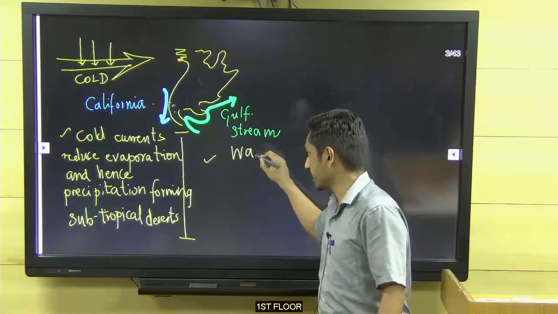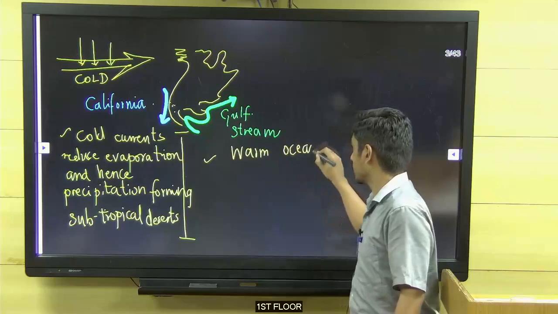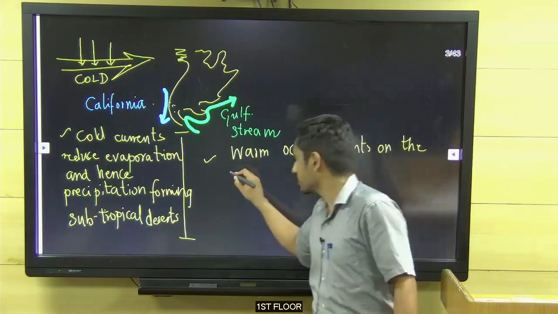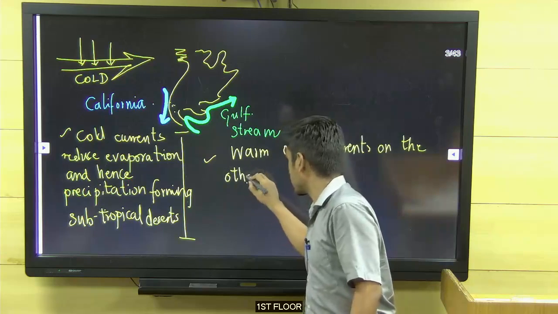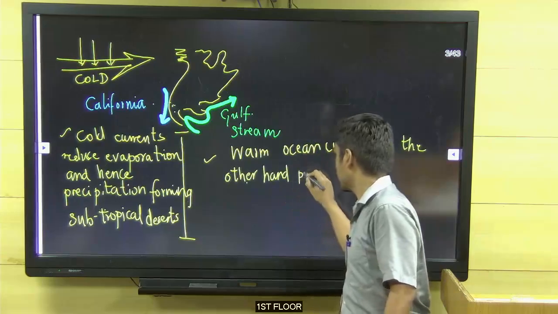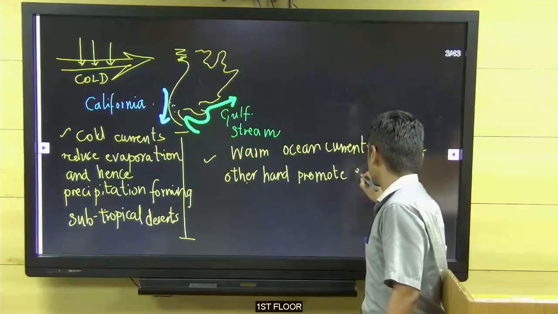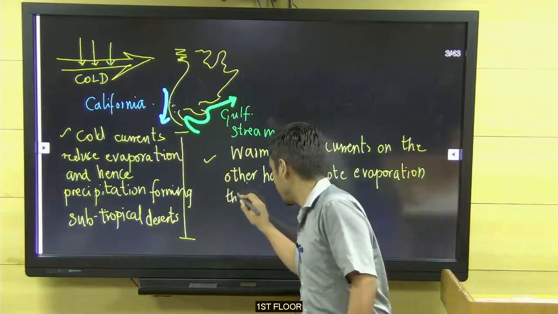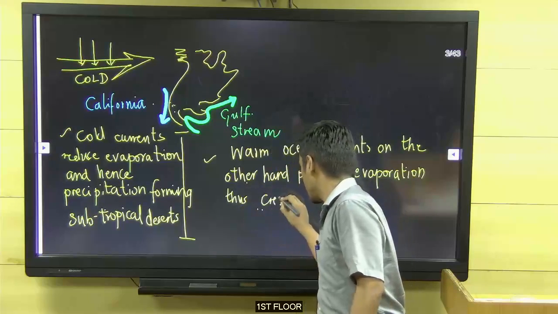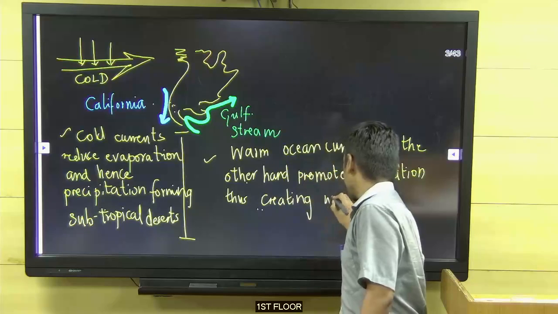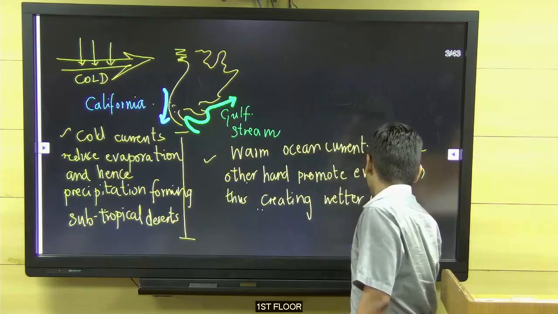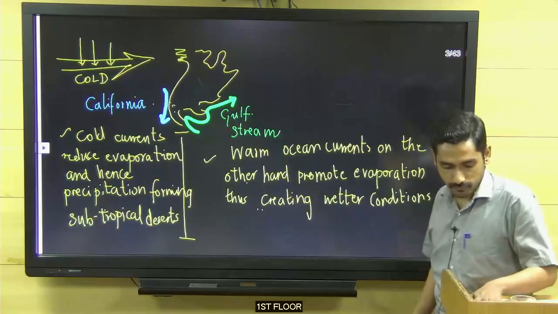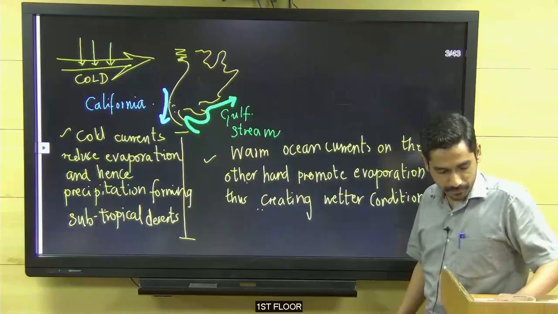So warm ocean currents, on the other hand, promote evaporation, thus helping wet environments, or thus creating wetter conditions. Example, you can say Gulf Stream, the Florida region. Okay.